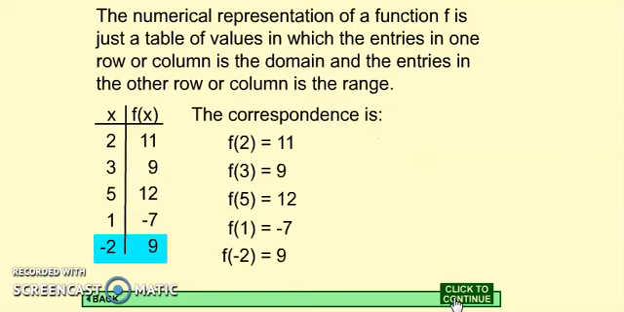So the correspondence is when you are inserting the value of x as 2, the functional value will give you the answer as 11. When you are inserting it as 3, it will give you answer 9. When you are inserting 5, it will give you answer as 12. So these values represent your range and this x represents your domain.